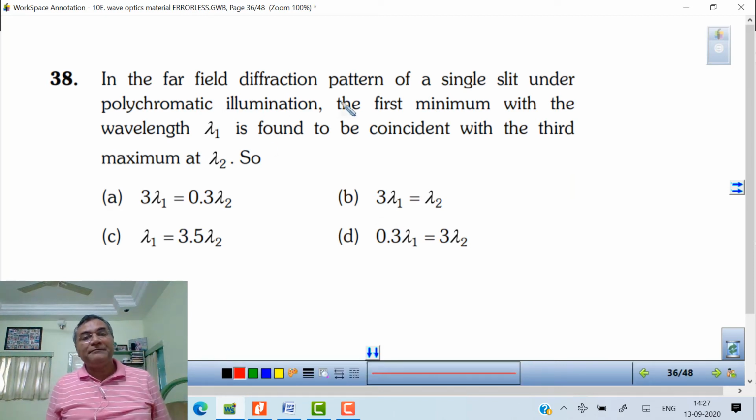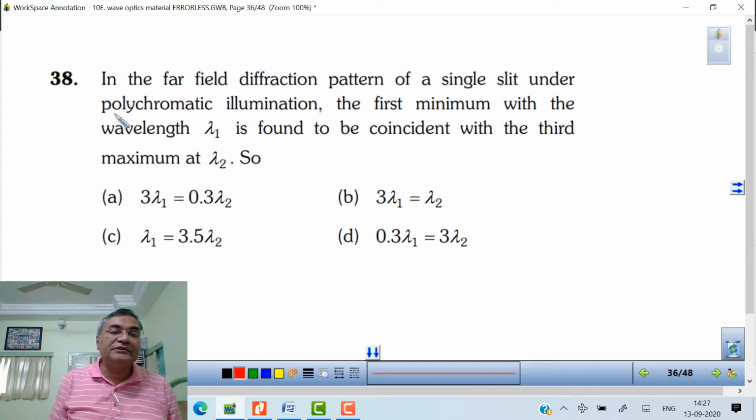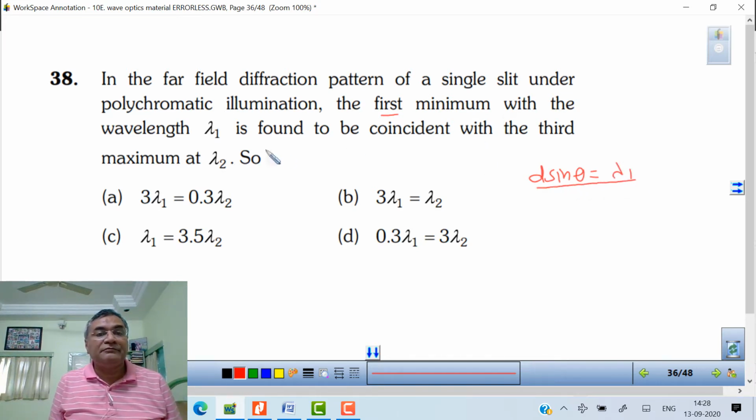In a far field diffraction pattern of a single slit under polychromatic illumination, the first minimum with the wavelength lambda 1 is found to coincide with the third maximum at lambda 2. Actually, light is not a single color, it is polychromatic, meaning many colors are mixed. So for different colors we have different conditions. So if I get the first minima, it means d sin theta is equal to lambda 1. This is for one color, and at the same angle you are getting the third maxima.